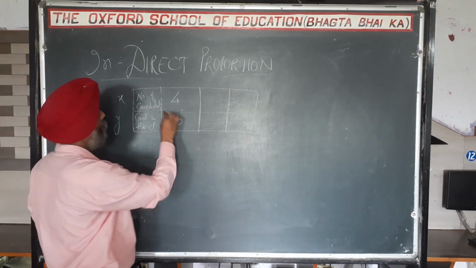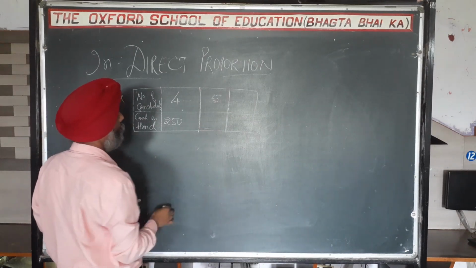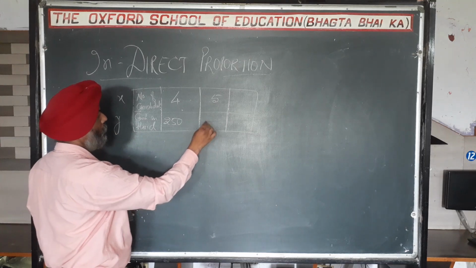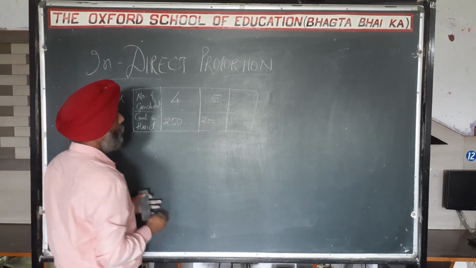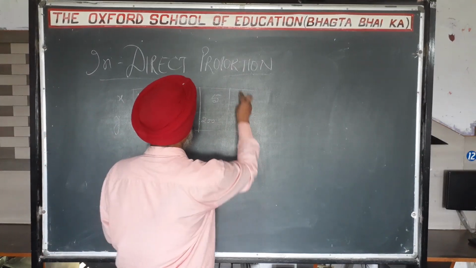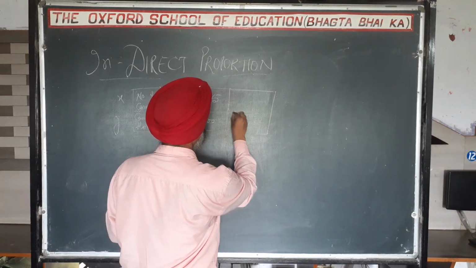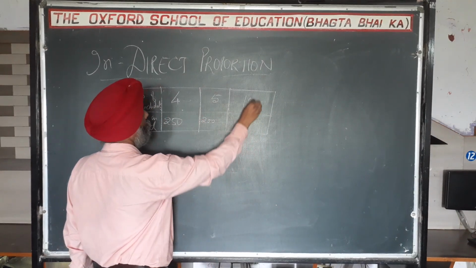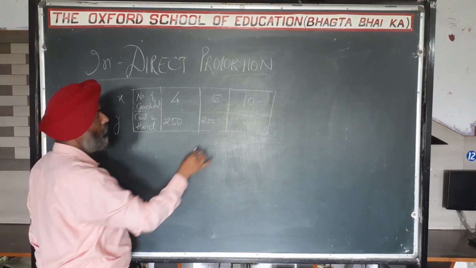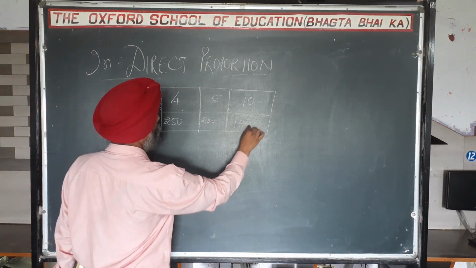Yes. And now suppose it can increase now, 200, that will increase some more, 10. कर दो कोई then 100.